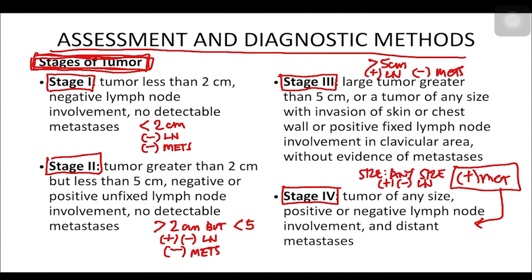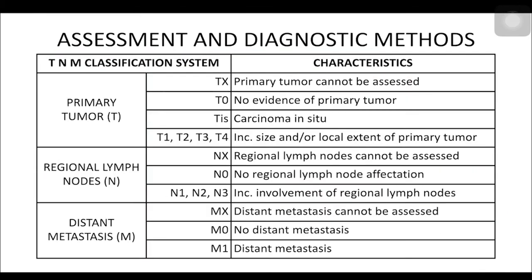Okay, so further assessment of the TNM. When we talked about stage earlier, this is more of your classifications, what you could see in your chart: TX, T0, TIS, T1, T2, T3, T4. Okay, so let's first focus on the primary tumor. When we say TX, tumor is not present. That's why TX, nothing. There is no tumor in that area. It cannot be assessed.